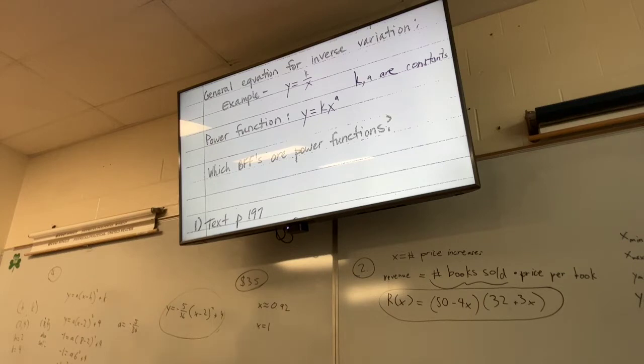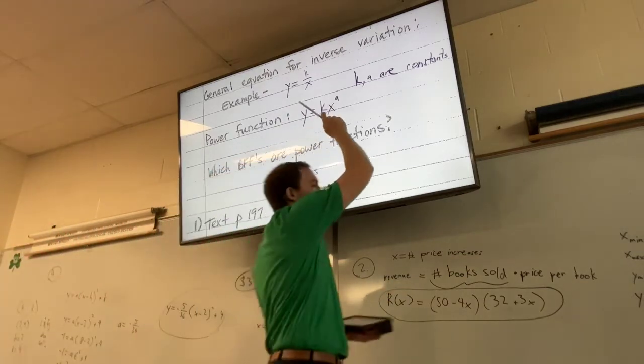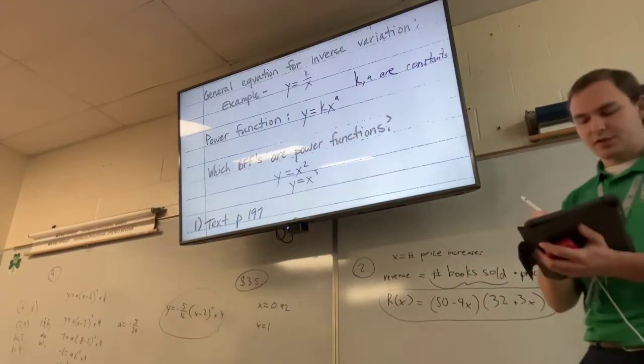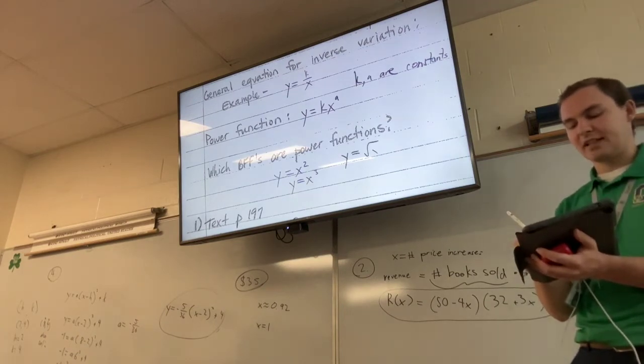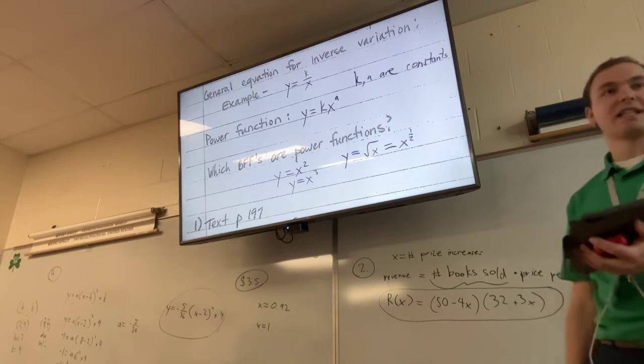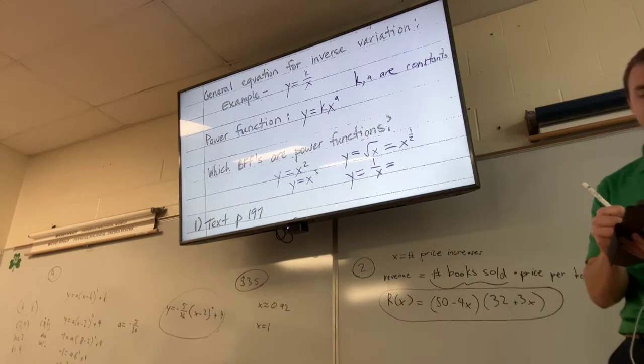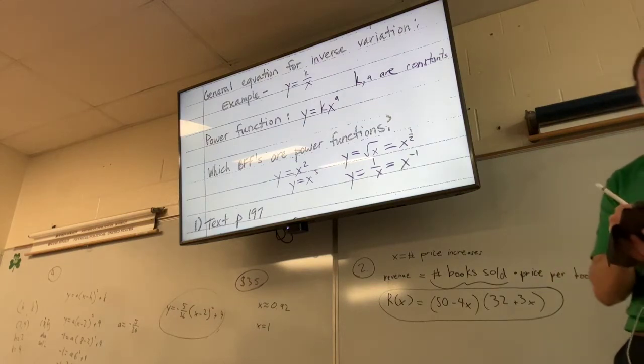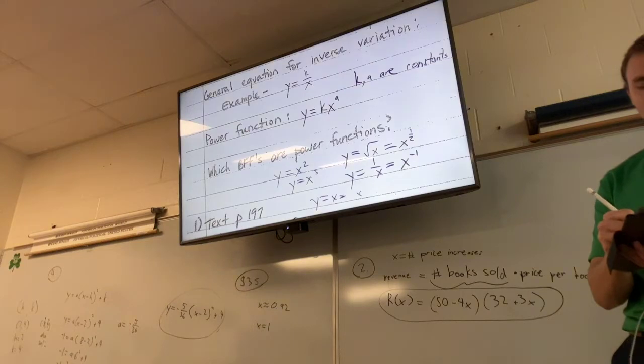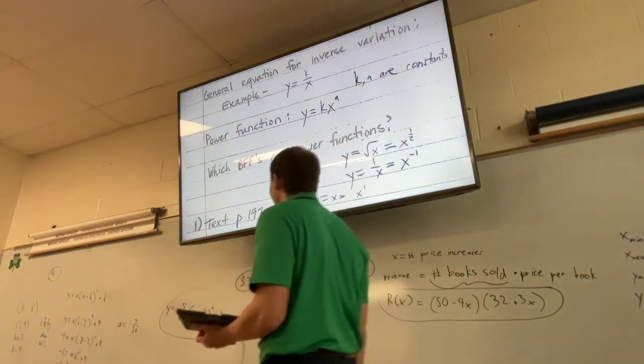Which of our BFFs are power functions? Yeah, so y equals x squared is one. y equals x cubed is one. What else? There's some others, right? a and k are any real numbers. So if you remember y equals the square root of x, that's equal to x to the 1/2. So that's a power function, okay? Or y equals 1 over x, that's technically x to the -1, so that's a power function. And then y equals x is technically x to the 1, so that's also a power function. Okay.